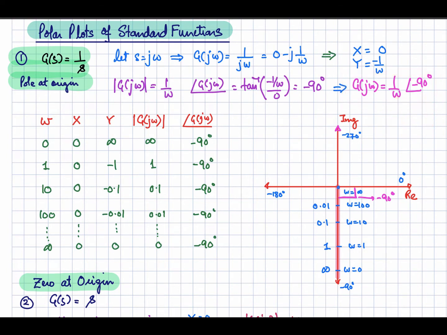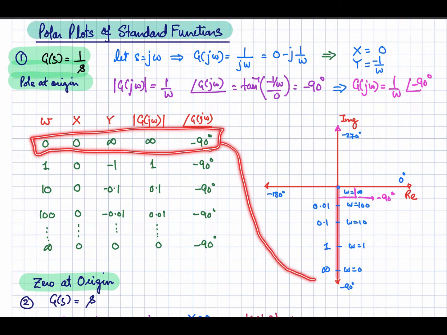Now if we take different frequencies, let's suppose the frequency is 0 radian per second, its real part will be 0 and imaginary part will be infinite, so its magnitude will be infinite and its phase angle will be minus 90 degrees. So let's consider that point, marked somewhere over here, where the real part is 0 but the imaginary part is infinite, so its magnitude is infinite, and its phase with respect to the real axis is minus 90 degrees, which will remain constant.